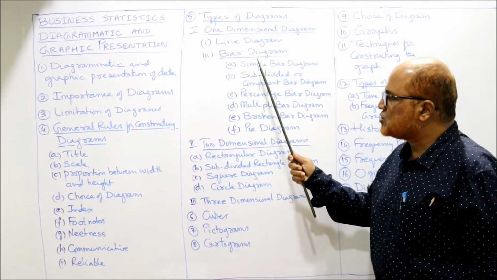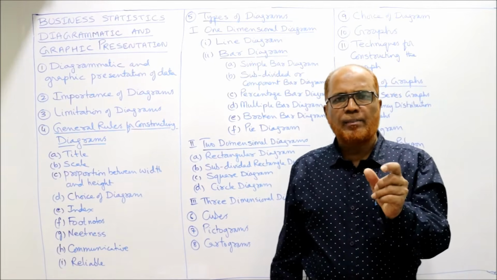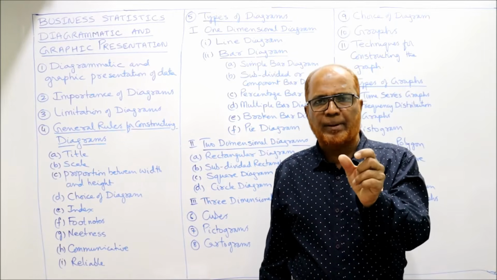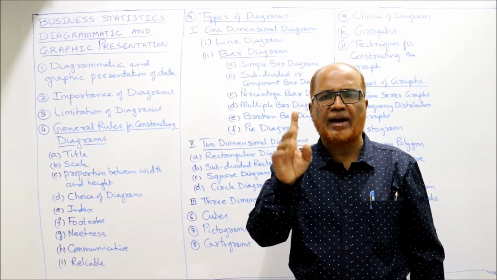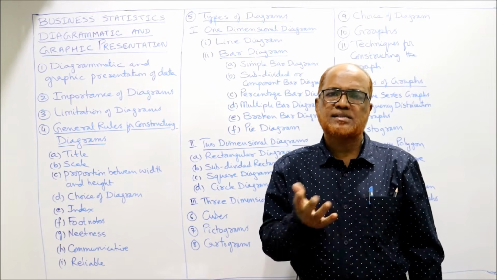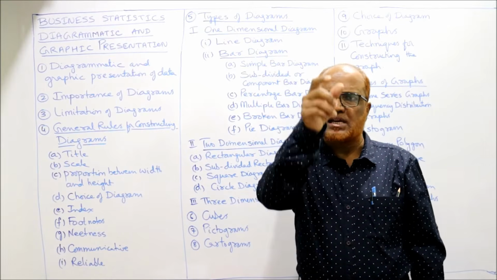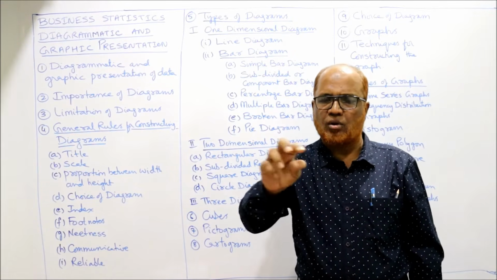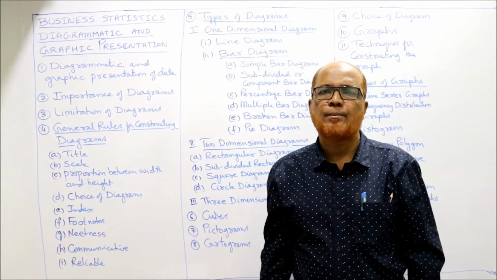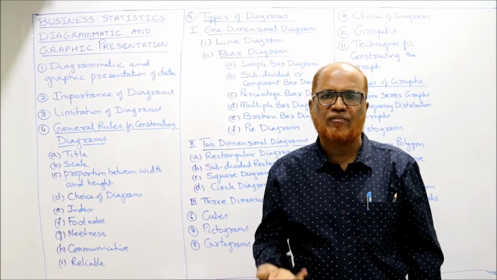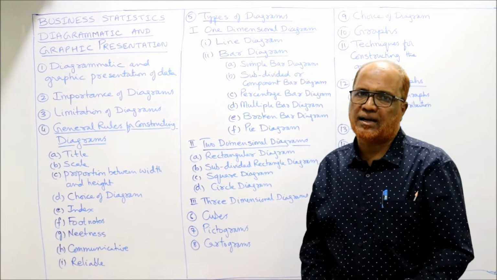Now in bar diagrams we have so many types of diagrams. First, simple bar diagram. In a simple bar diagram only one variable we are depicting for each bar. Example, sales. Only one variable is there. So sales we have taken on the y-axis, year on the x-axis. We are drawing a bar. So it is a simple bar diagram. Most often we use this simple bar diagram to show only one variable at a time.